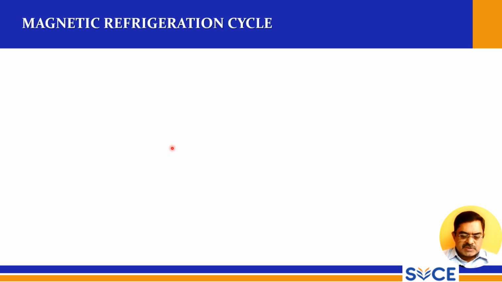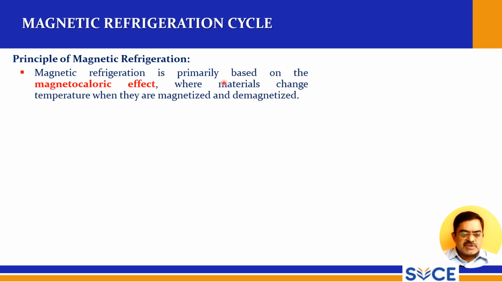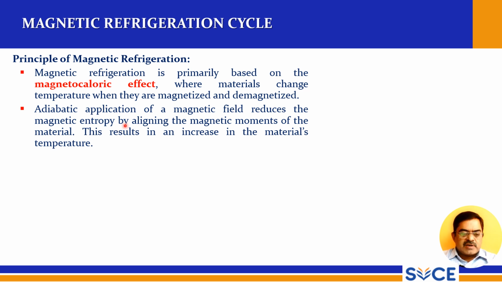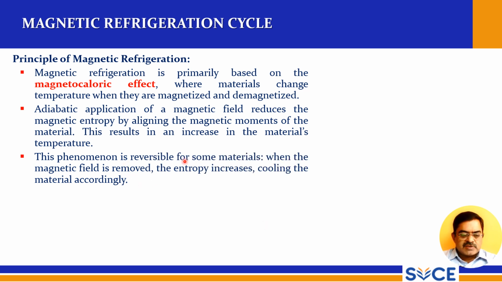So, magnetic refrigeration cycle, the principle of magnetic refrigeration. Magnetic refrigeration is primarily based on the magnetocaloric effect, where materials change temperature when they are magnetized and demagnetized. Adiabatic application of a magnetic field reduces the magnetic entropy by aligning the magnetic moments of the material. This results in an increase in the material's temperature. This phenomenon is reversible for some materials. When the magnetic field is removed, the entropy increases, cooling the material accordingly.